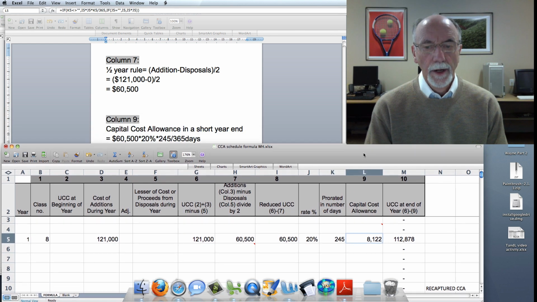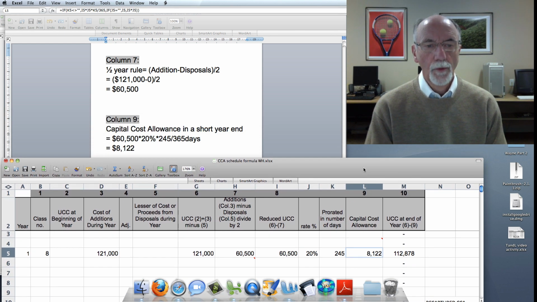And then in column 9, this is where we're prorating the capital cost allowance for the short year end. We take the $60,500, multiply it by the rate, 20%, and then we divide it by 365 days times 245 days. So it's prorated for the first year, which is how we come up with the $8,122. So that's our first class in the capital cost allowance calculations.